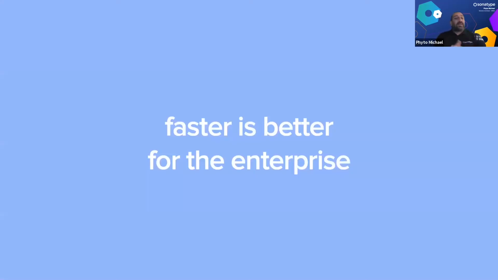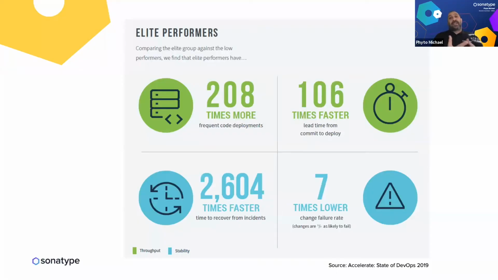So faster is better for the enterprise. We look at enterprise organizations and what they've done historically. So this is Nicole Forsgren. She's been studying performance of software development in organizations for many years. We did some work with her last year for our State of DevOps report. And what she came to the conclusion was faster is better.